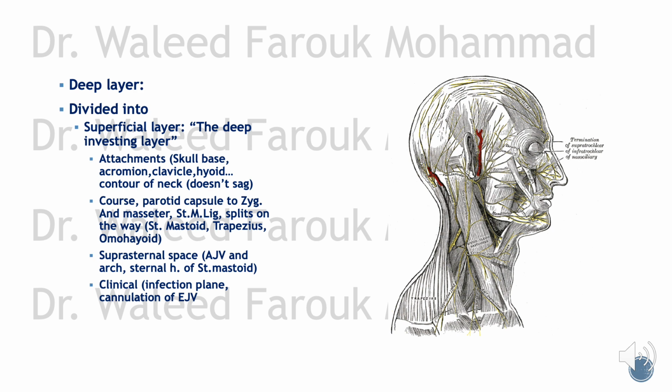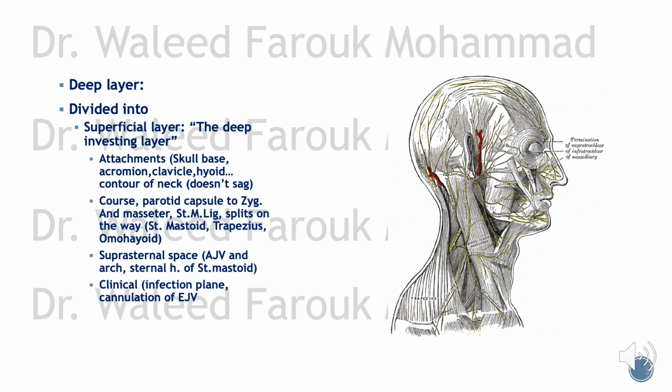Now we have two opinions here. Some consider the investing layer ends at the clavicle and that's it, and some consider that it splits to enclose the clavicle, becomes the periosteum of the clavicle, reunites after the clavicle, and forms the so-called clavipectoral fascia and continues down to the axilla. So it's according to the source you're reading from. What else? It's attached to the acromion, but it has a big obstacle here, the trapezius muscle. The fascia splits to enclose the trapezius, becomes the epimysium of the muscle.